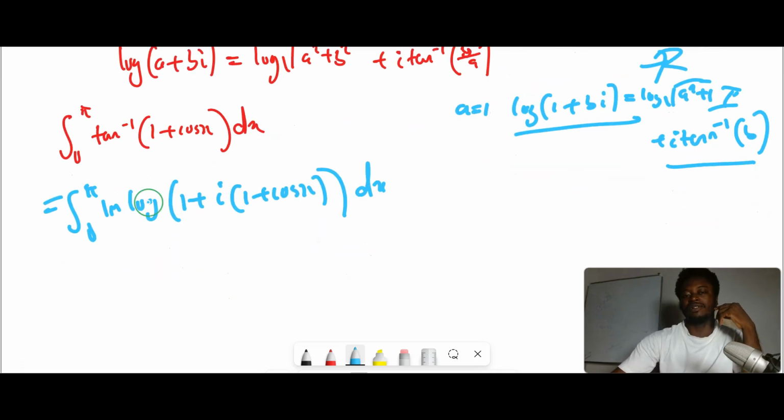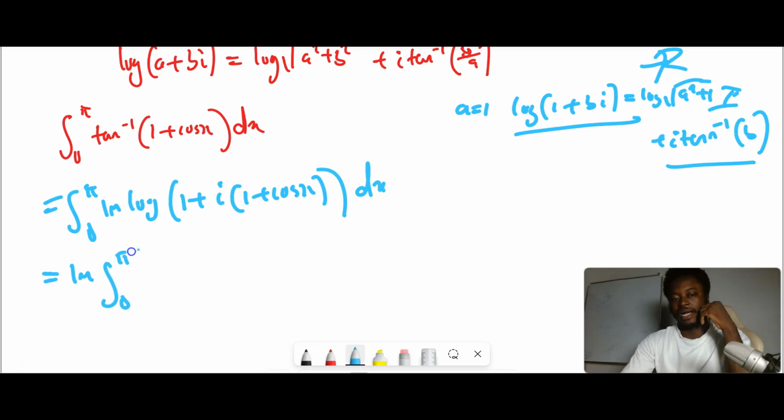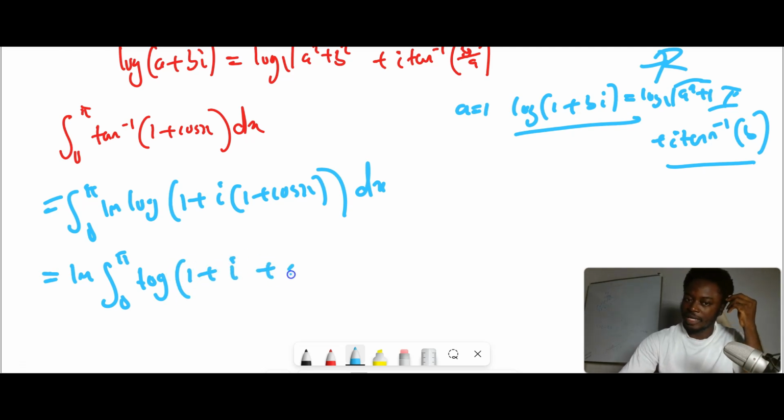So what to do next, I'm going to take this out. This is the imaginary part of the integral from 0 to pi of the logarithm of 1 plus i times cosine of x.